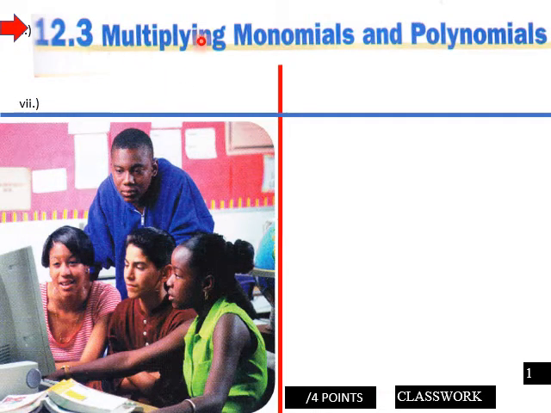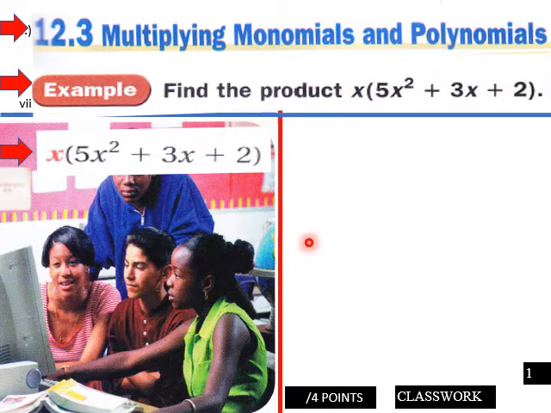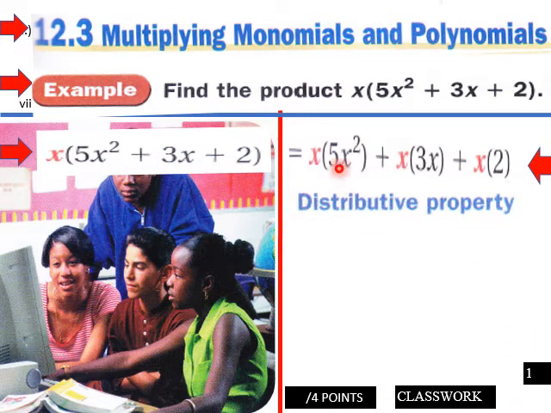12.3, multiplying monomials and polynomials. Example, find the product of x times quantity 5x squared plus 3x plus 2. So how would we find this product here? X times quantity 5x squared plus 3x plus 2. So what we're going to do here, we're going to use the distributive property. We're going to distribute x to each one of these terms.